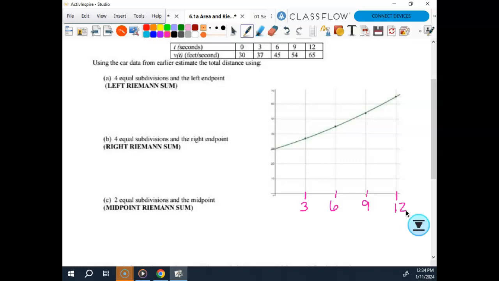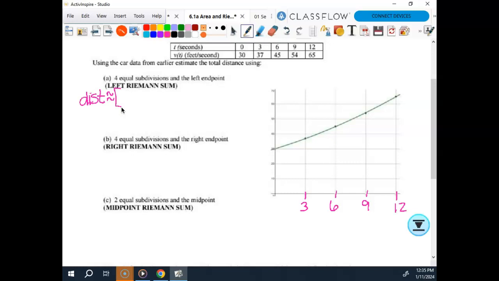Now, left endpoint, you have these intervals. My whole interval is from 0 to 12. But my first interval is from 0 to 3, then 3 to 6, then 6 to 9, then 9 to 12. That makes sense? So when I want to write this down, my entire distance is approximately, and we're going to put brackets on this because we want to put our units at the end. We're going to split this into 4 rectangles.